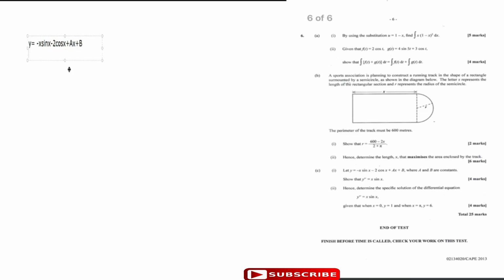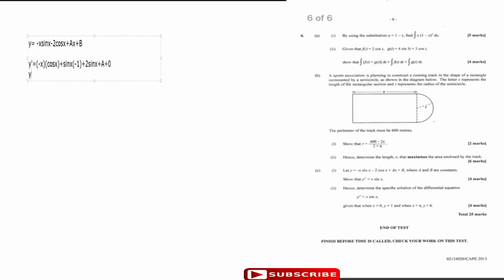Now, if you see y and they ask you for y prime, that is the first derivative. So we're going to differentiate x sine x using the product rule. We keep the first, then we differentiate sine x to get cos x. Plus, we keep the second, sine x, then we differentiate the first to get negative 1. Then we differentiate cos, we get minus sine, so we get plus 2 sine x. Plus, we differentiate ax and we get a. Plus, when we differentiate b, we get 0. So that is y prime.